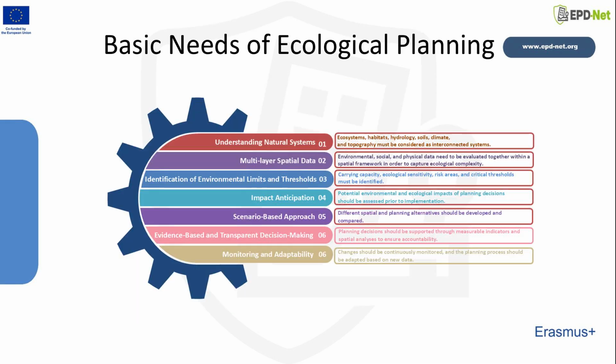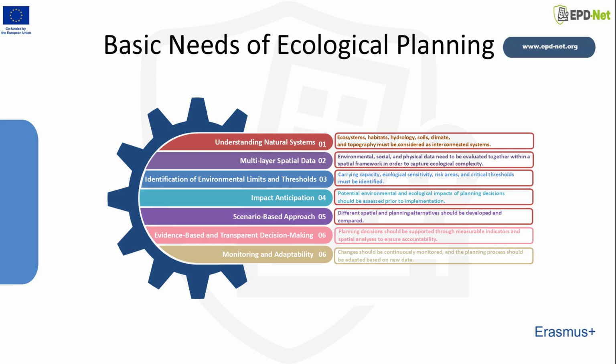Ecological planning addresses complex environmental and spatial challenges by aligning human activities with natural systems. To achieve this effectively, it requires a comprehensive understanding of natural systems such as ecosystems, habitats, hydrology, soils, climate, and topography as interconnected components. This approach depends on the integration of multi-layer spatial data, where environmental, social, and physical information are evaluated together within a shared spatial framework.